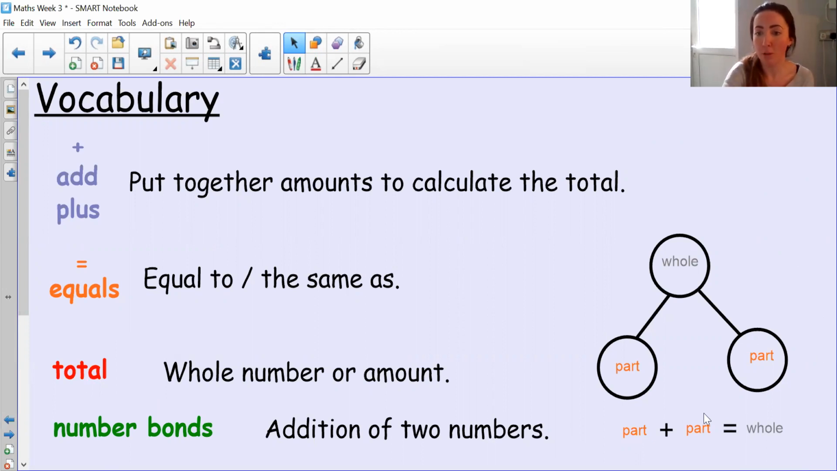And there is a part-whole model here just to remind us, because I know that sometimes we get a little bit confused between where the numbers go on a part-whole model. We just need to remember that the 2 parts come together to make the whole number. Okay, so the 2 circles that are joined to the other circle are the 2 parts, and then this is the whole, or part add part equals whole.